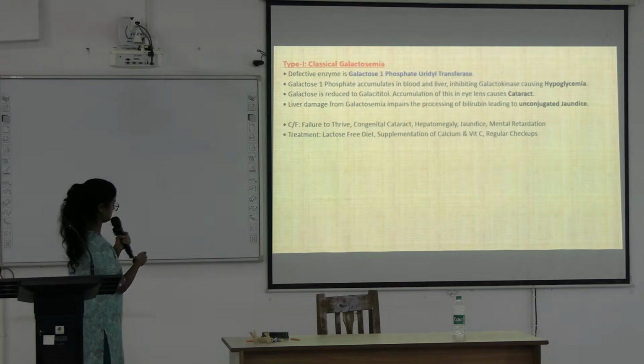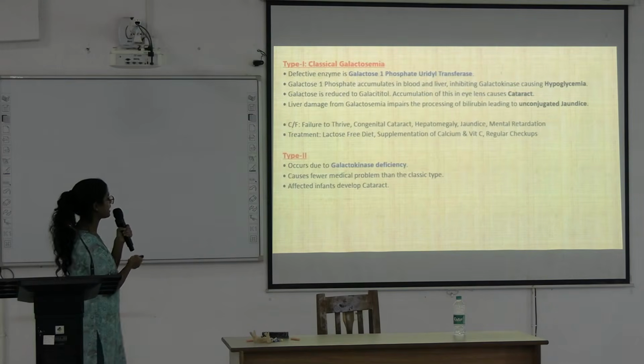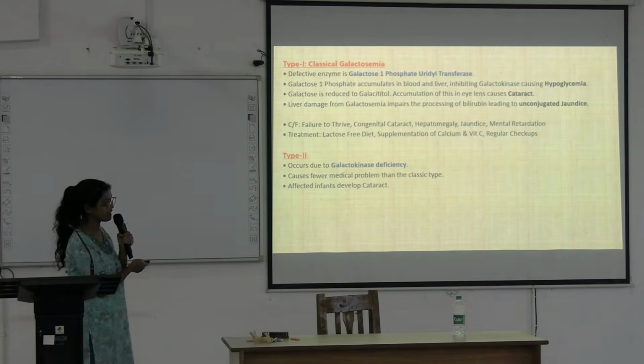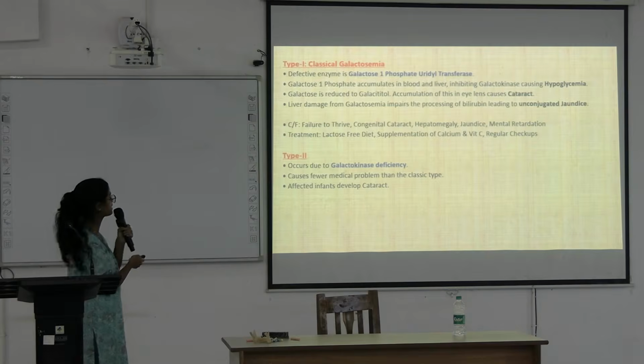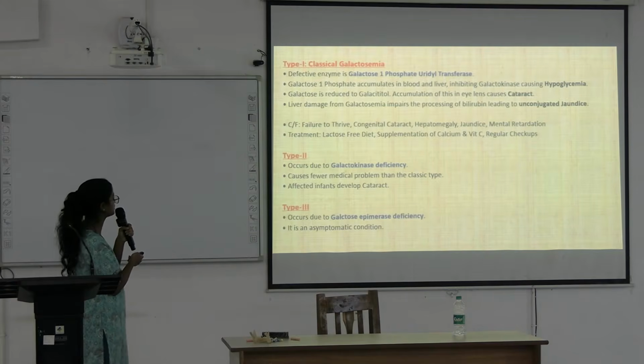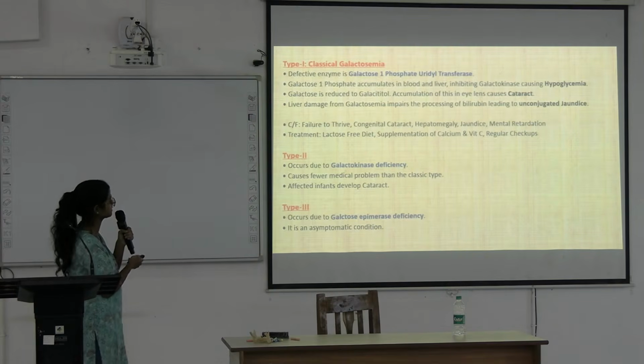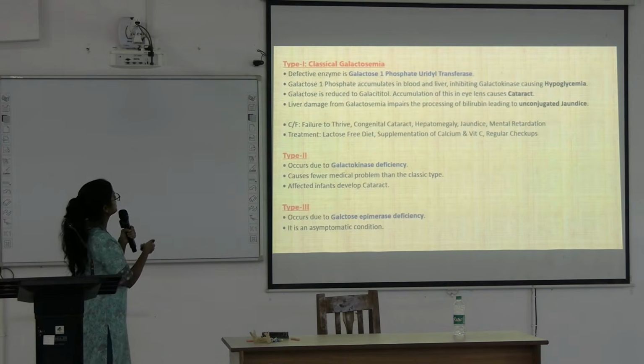The second type is due to the deficiency of galactokinase. In this, the main clinical feature is congenital cataract. Type 3 is due to the deficiency of galactose epimerase. It is usually asymptomatic.